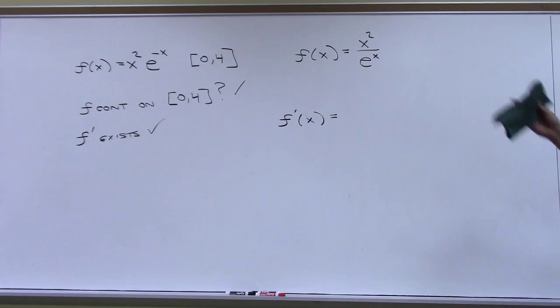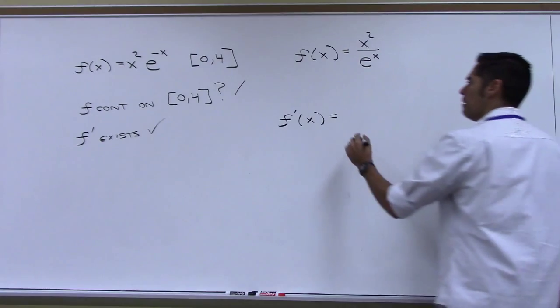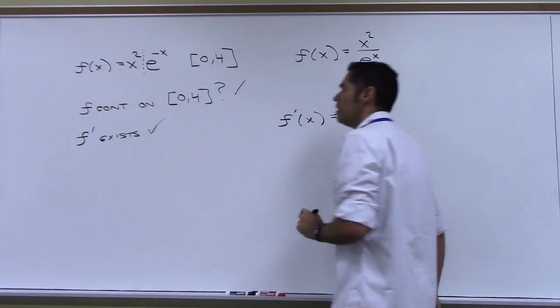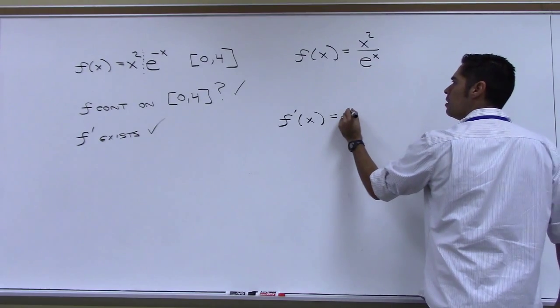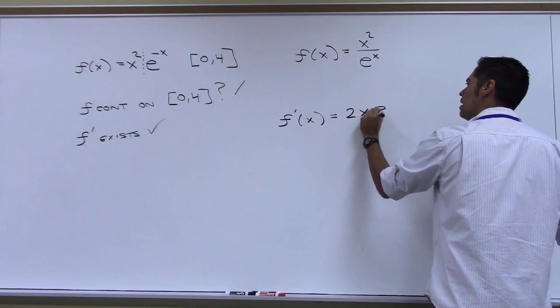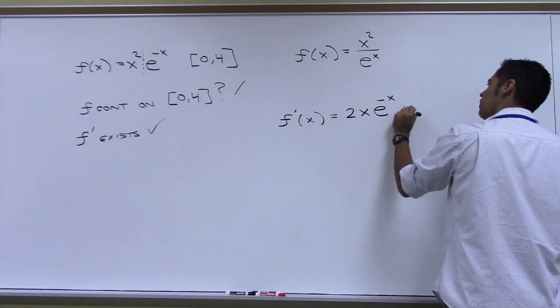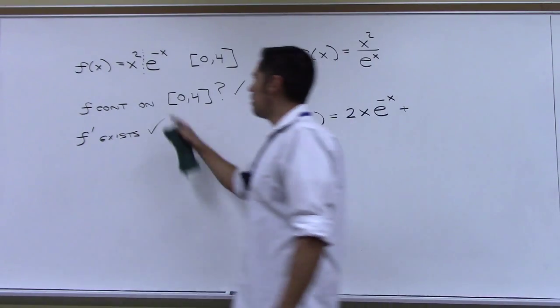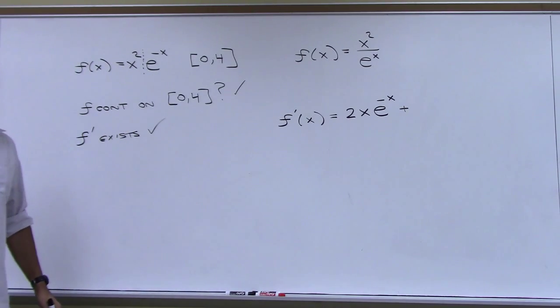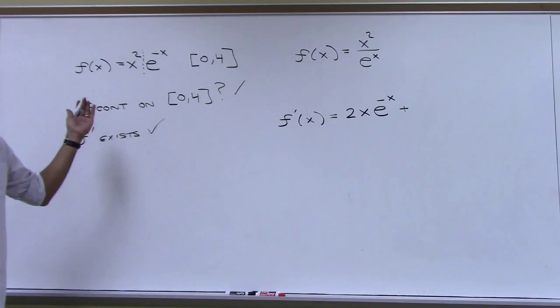So what would you prefer, product rule or quotient rule? Product, because you probably would have left it like that. So if I'm going to do the product rule, take the derivative of the first one, which is 2x, times the second one, e to the negative x, plus. Now what's the derivative of e to the negative x? Minus e to the negative x, and then times the x squared.